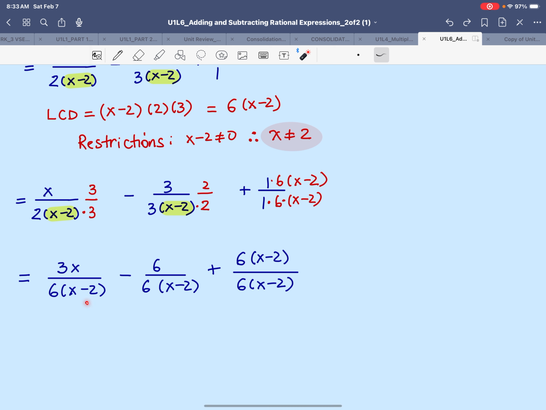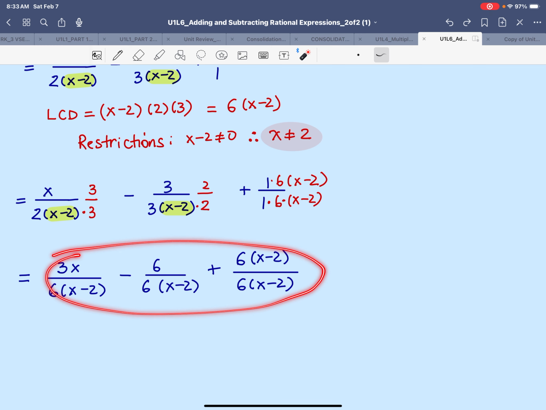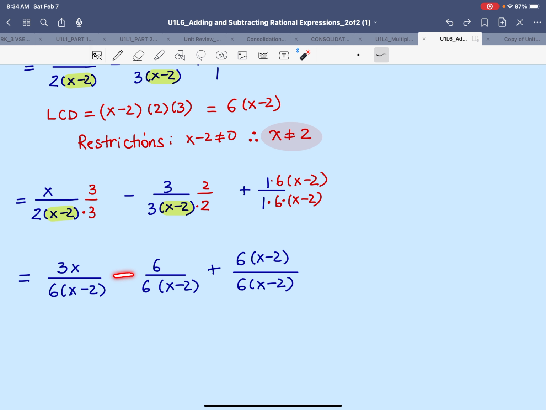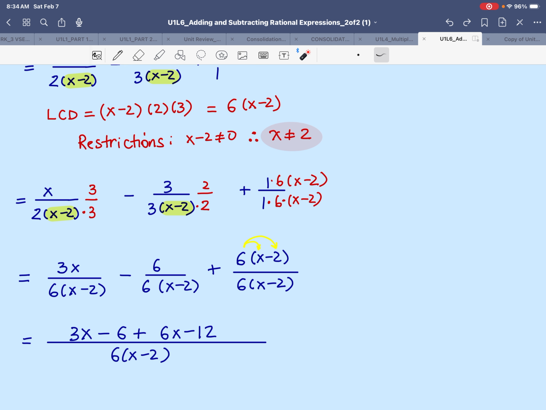Now that all denominators are the same, we will add and subtract the fractions or rational expressions here. Which means that we are simplifying the numerators, bringing them together, and the denominator will stay the same. So first things first, the numerator: 3x minus 6 plus 6 times x minus 2. This is where we expand: 6x minus 12, and all this will be over 6 times x minus 2.